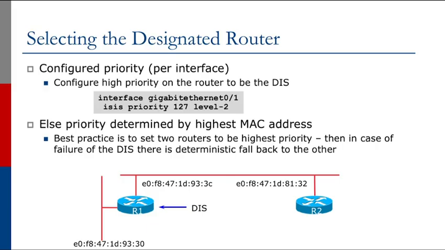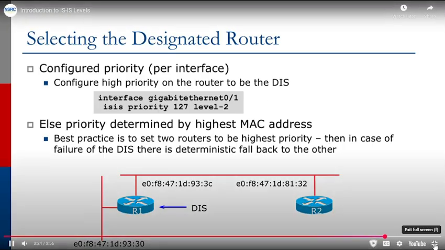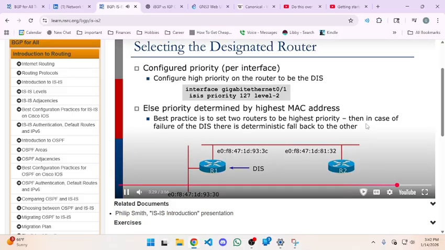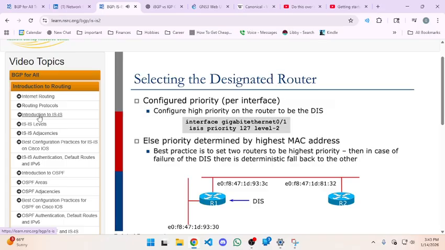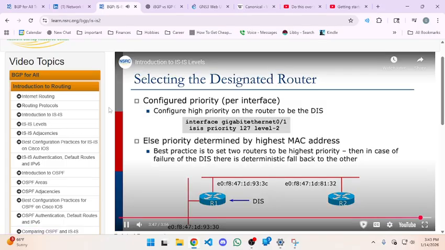In the absence of any priority set, the routers on the multi-access network will determine priority by the highest MAC address. And the best practice is really to try and avoid this. If an Ethernet card on the multi-access network changes, the device gets a new MAC address, and it's quite likely there'll be a different DIS. To avoid this lack of determinism, operators will manually configure the priority, so the DIS is always the same device.